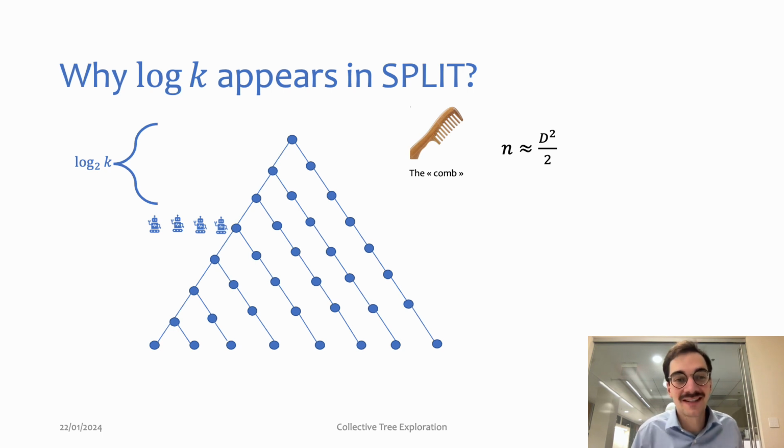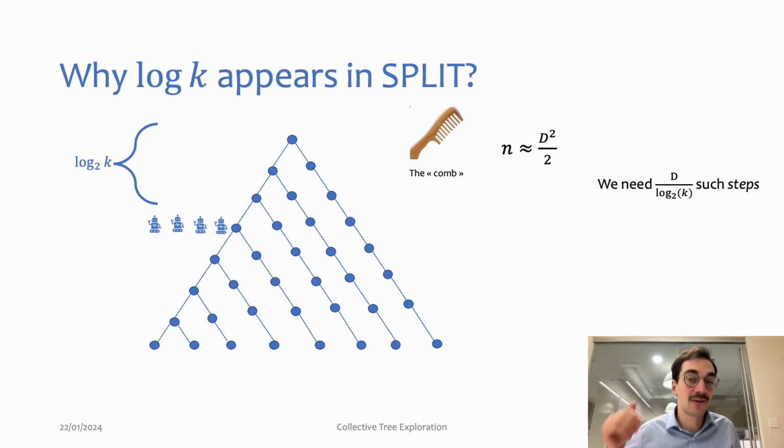As you have noticed, if there were k agents, the agents will have explored log k branches. So you need d divided by log k such steps, because there are d branches. Now each step takes d time steps. So roughly, this procedure of exploring the comb takes d squared divided by log 2k rounds.